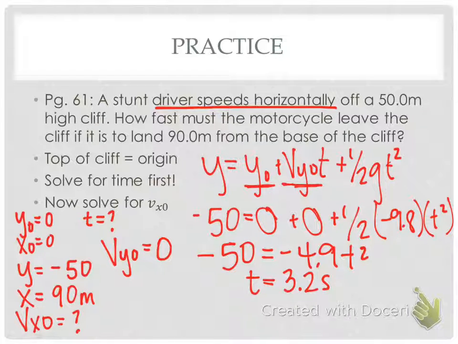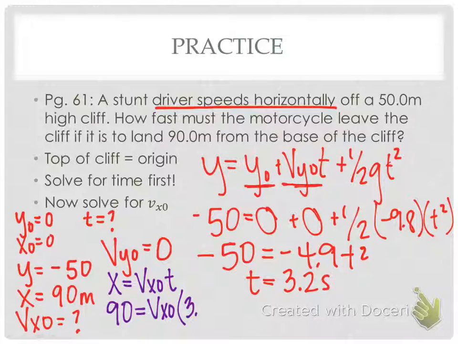So we've got our time. Now we're going to be able to use our equation to solve for our horizontal velocity, which was our first overall goal. And we're going to use the equation x equals v sub xo times time. All right, so now we know that 90 meters is equal to v sub xo times 3.2 seconds.